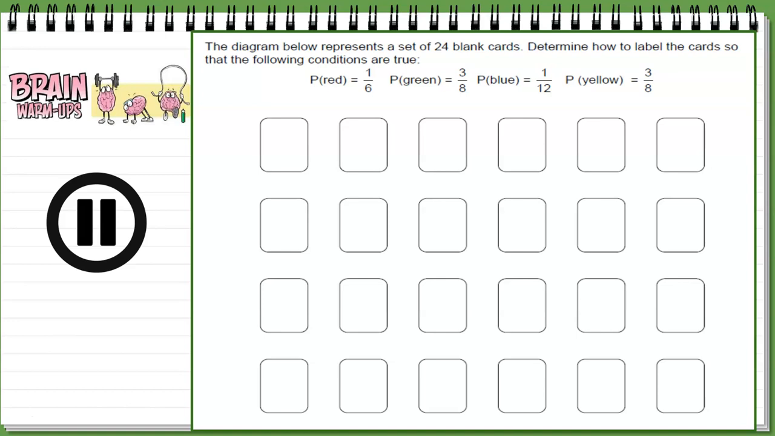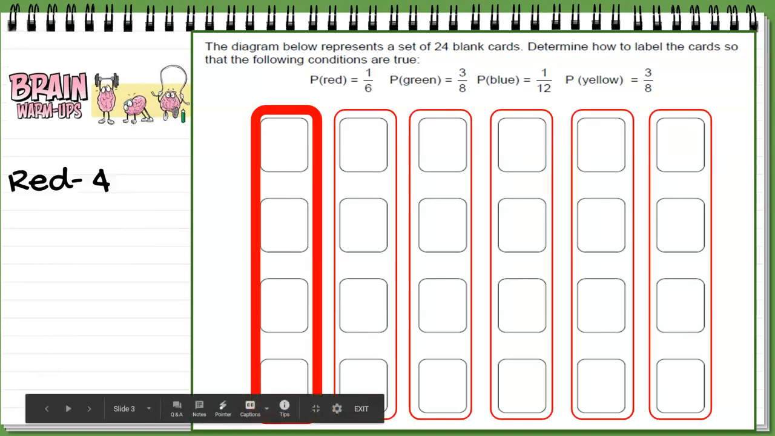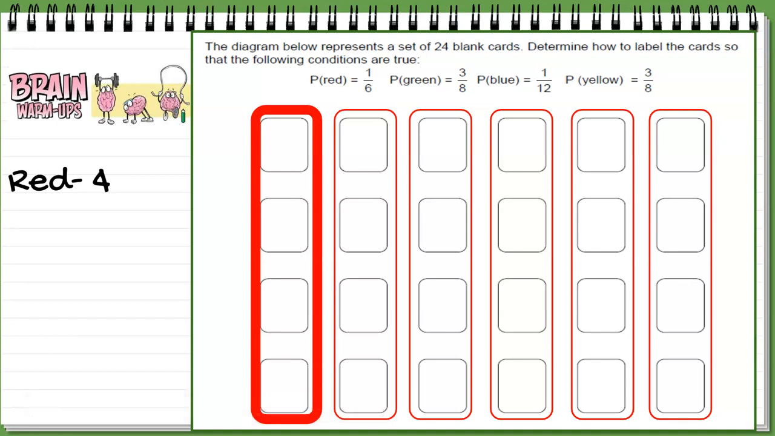We know there are 24 cards and 1/6 of them are red. So what I would do here is I would look that there are 24 cards. I would divide them into 6 groups, and I only need one of the 6 groups. In that one group, there are 4.